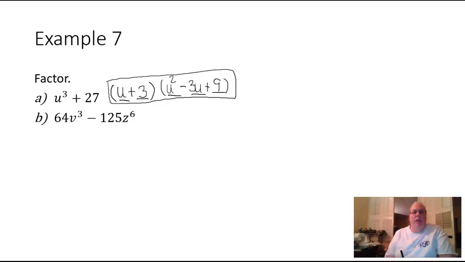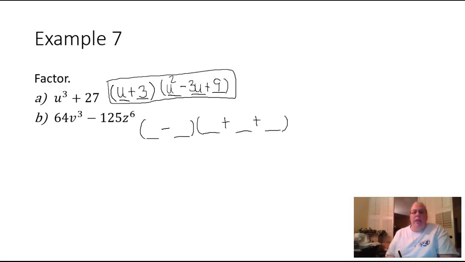Now we'll do B. Again, I know I'm going to factor this into a binomial times a trinomial. And in this case, I'm going to have something minus something else. That's because of the minus sign right here. And then for my trinomial, I'm going to have something plus a middle term plus my last term. So this will always be positive, the one in the back. This sign will change. It'll be the opposite of whatever we have right here.